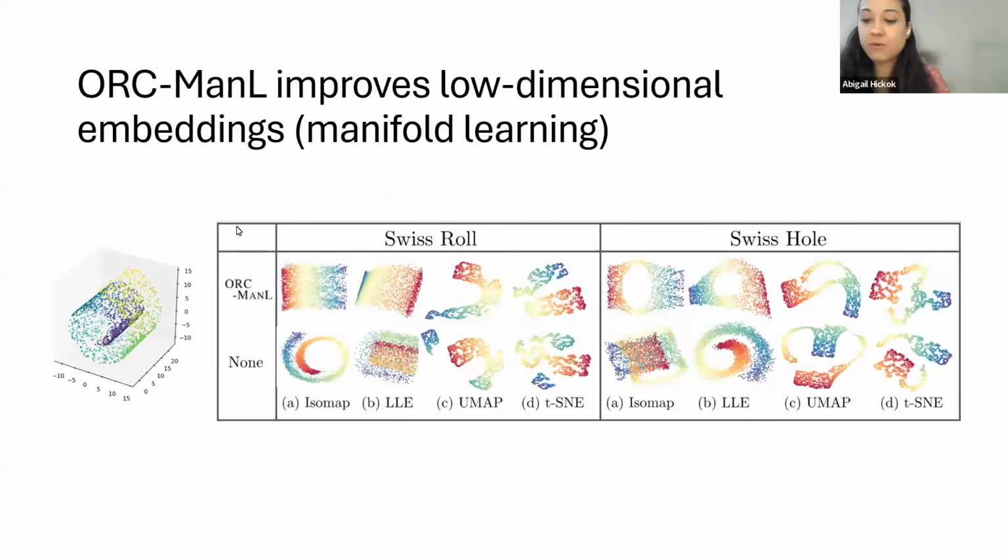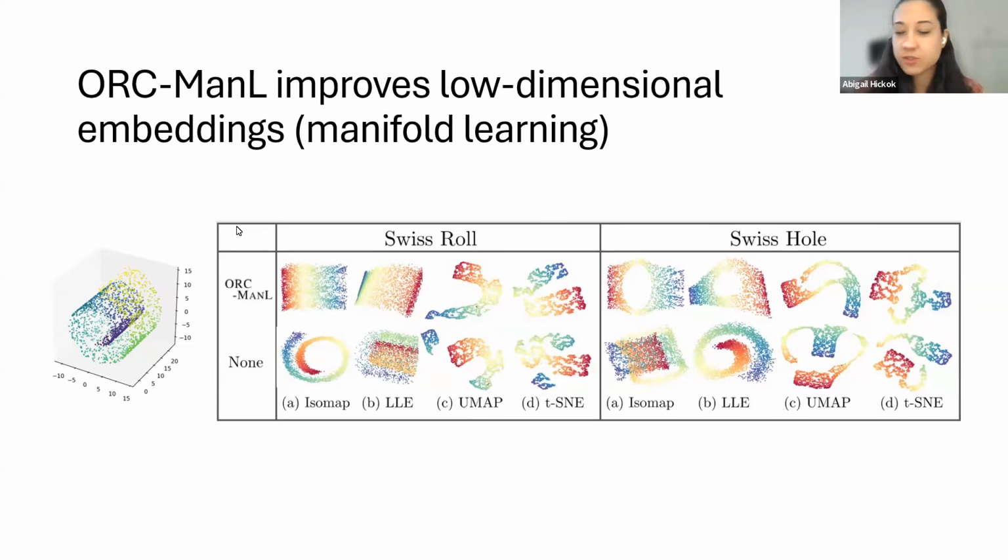Okay, and so this algorithm is a pruning algorithm for nearest neighbor graphs that allows you to do whatever algorithm you want to do afterwards. So we find that it generally improves downstream tasks. Like for example, if you want to do nonlinear dimension reduction or manifold learning, we find that using ORC-ManL, so that's the top row here, generally improves the low dimensional embedding that you get.